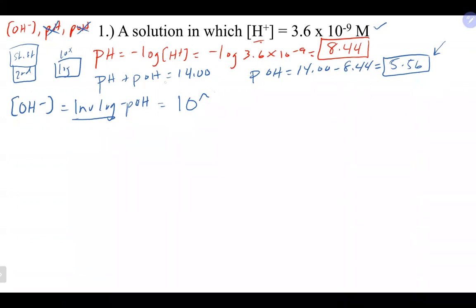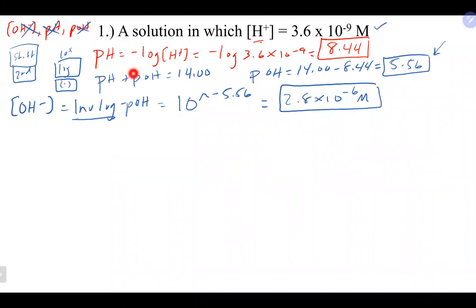You want to use also your negative button, not your subtract button. So make sure you use your negative button to make it negative 5.56. And if you do that there, it's going to get us, looks like, 2.8 times 10 to the minus 6 molar in this particular case. That takes care of that.